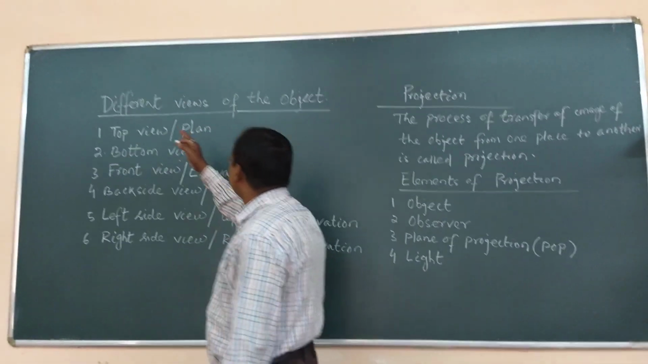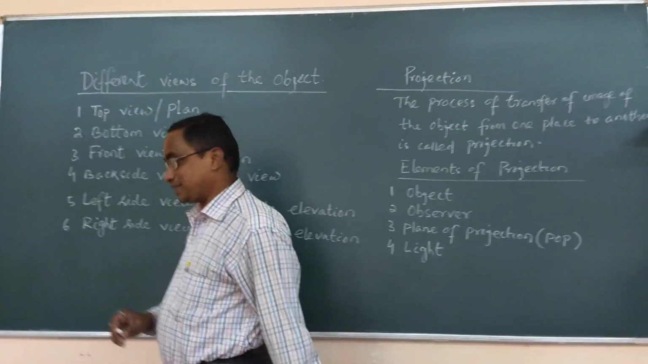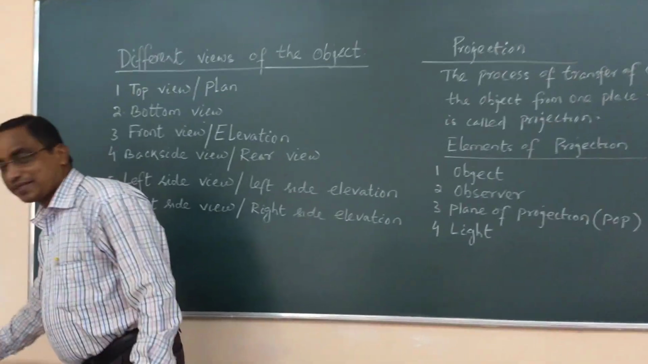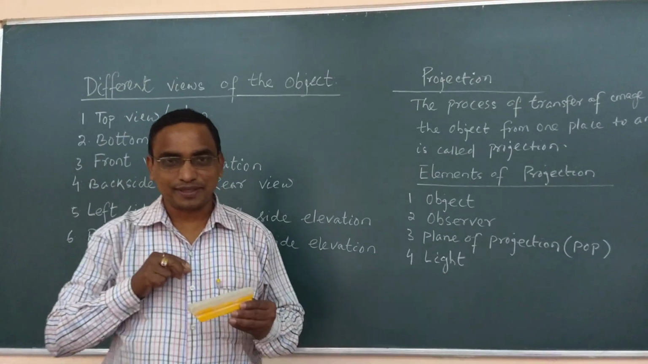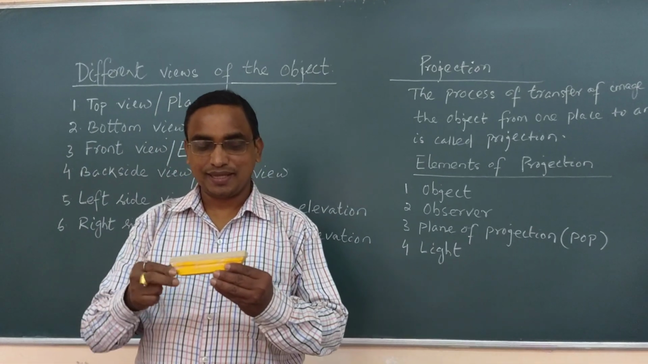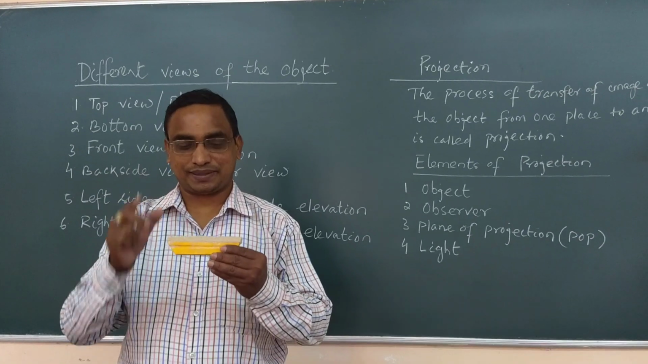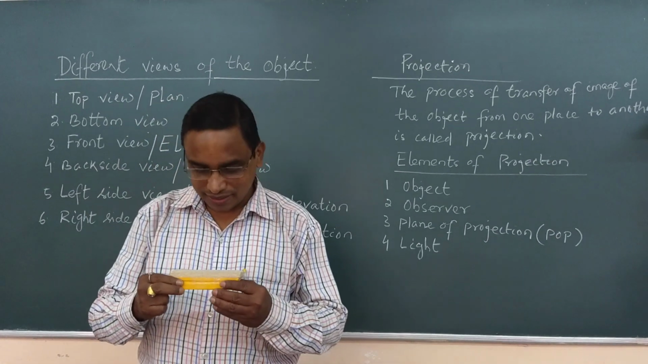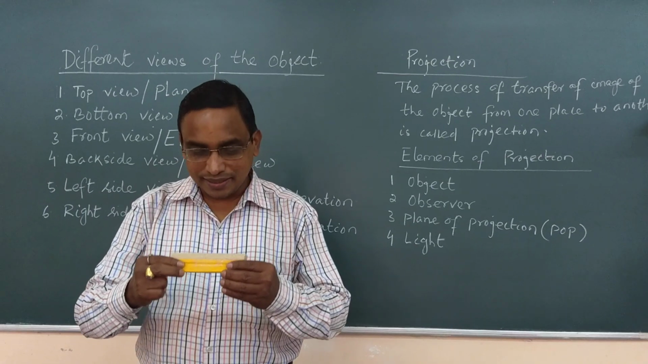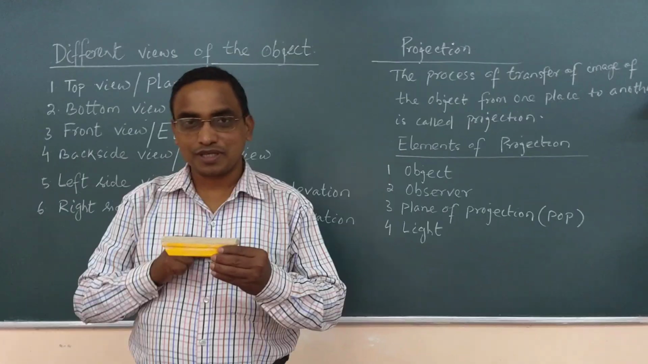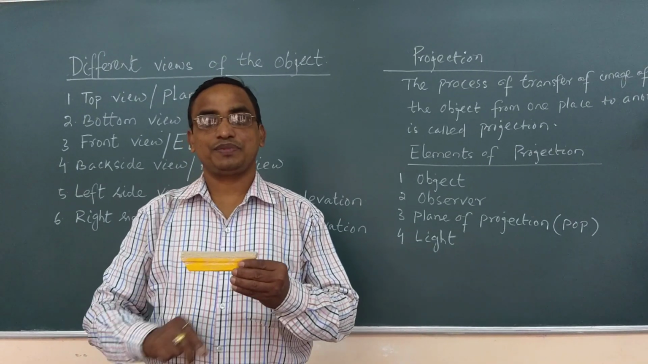So today I will discuss different views of the object. Just to mark, I am the observer, this is the object. The assumption is that the position of the observer is fixed. I am the observer, first I will fix myself. This is the position of the observer, this is the position of the object.